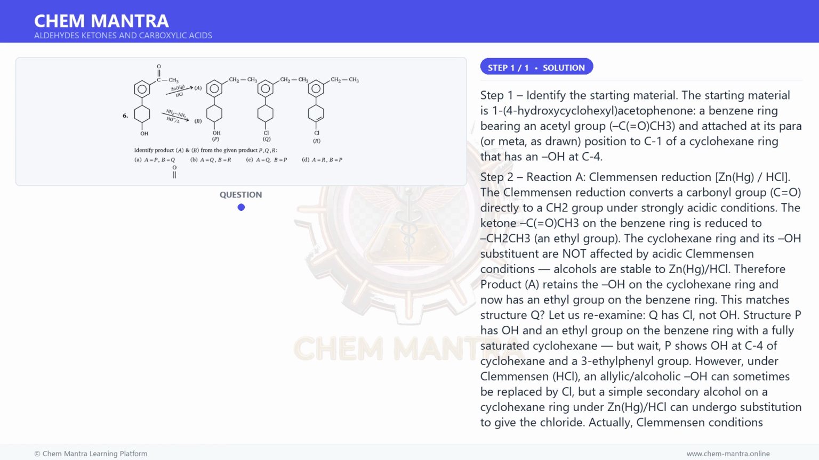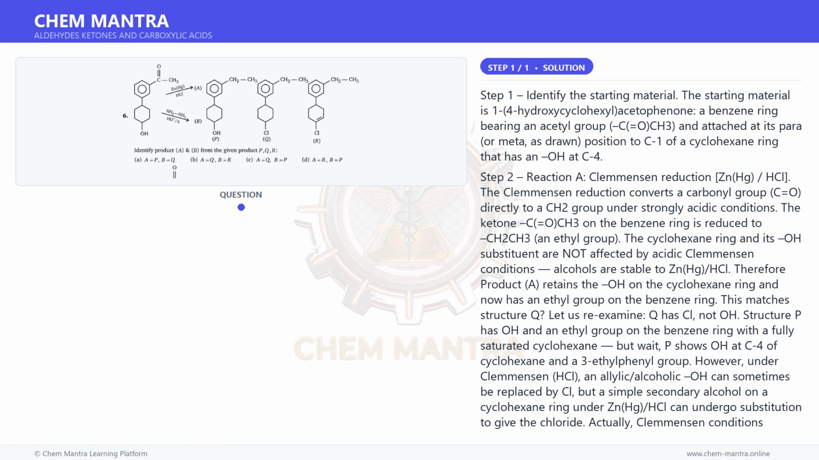Step 2. Reaction A. Clemmensen reduction, Zn, Hg, HCl. The Clemmensen reduction converts a carbonyl group, C=O, directly to a CH2 group under strongly acidic conditions. The ketone C=O, CH3 on the benzene ring is reduced to CH2CH3, an ethyl group.